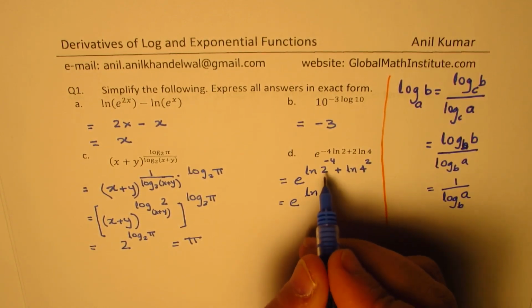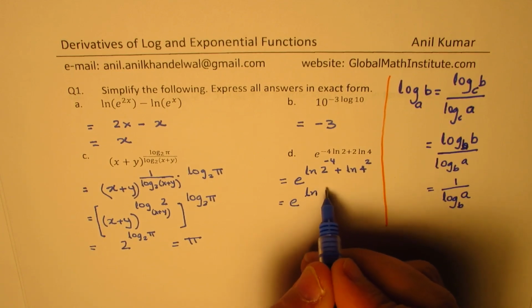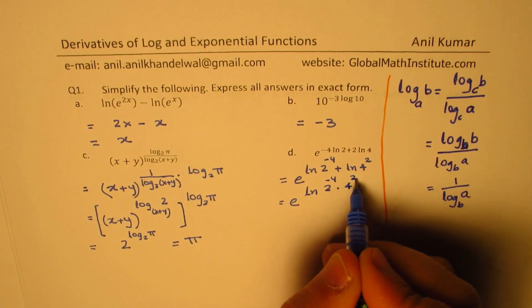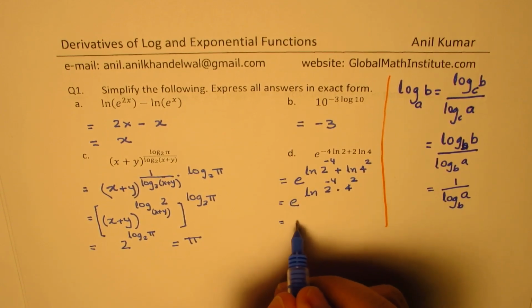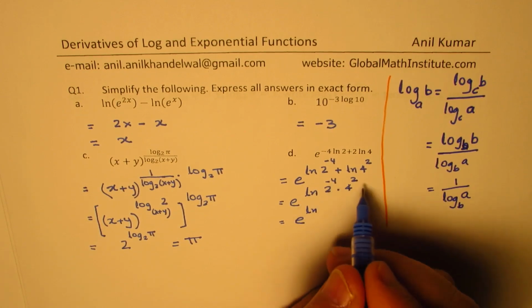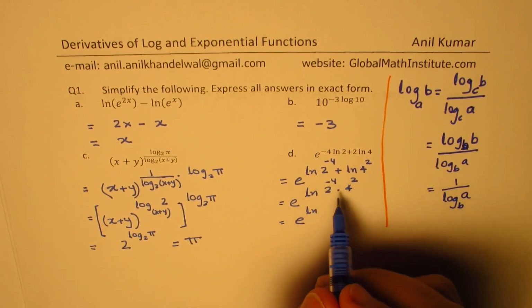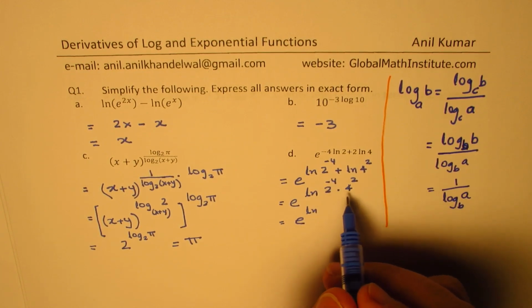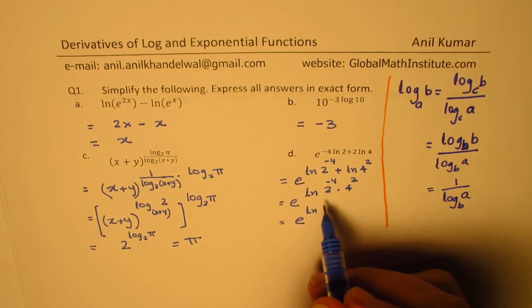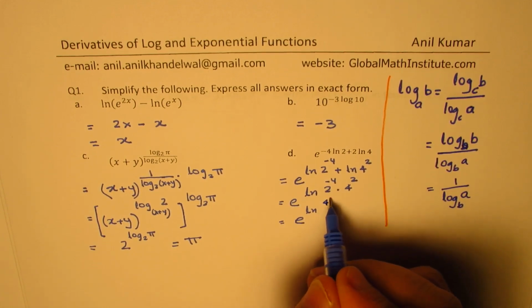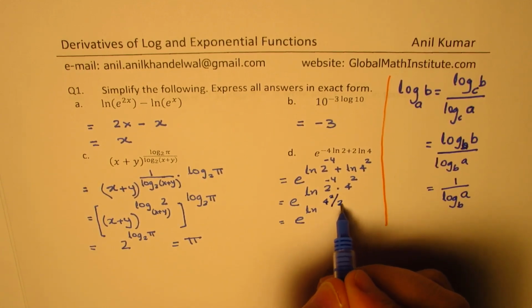So when you multiply, you get 2 to the power of minus 4 times 4 squared, which is equal to e to the power of ln. Now I could have written just this number, right? Now we have 2 to the power of minus 4 and 4 squared. So 2 to the power of minus 4 is what? Well, you can write this as 4 squared over 2 to the power of 4.